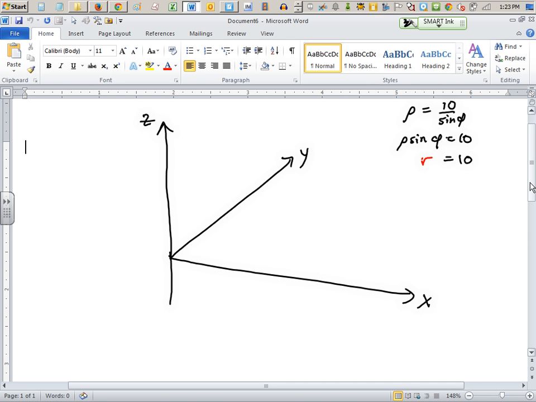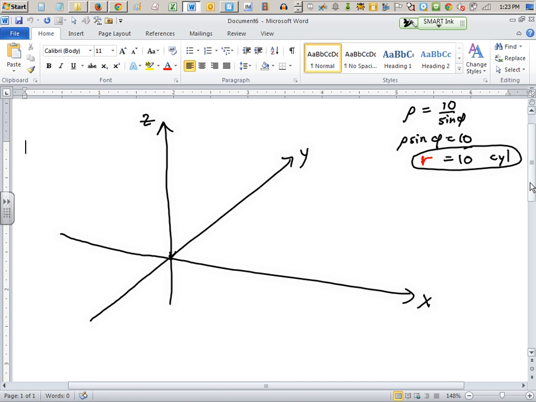Or if you think in terms of cylindrical coordinates, that's just r equals 10. In the cylindrical world, rho sine phi is just r, is all it is. So I just converted from spherical back to cylindrical. So what are you going to do with this thing? Well, you're going to be convinced that it's a radius 10 cylinder. Okay? So let's go and draw that.